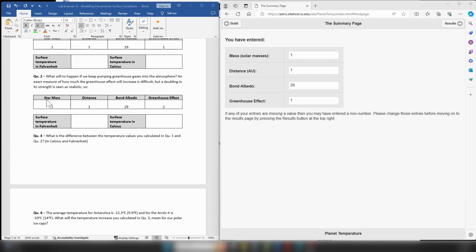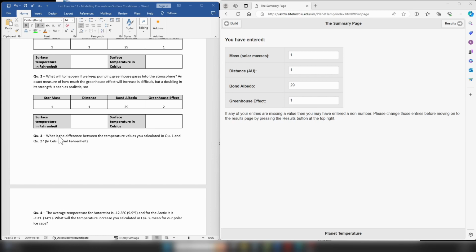So the star's mass is going to remain at 1, distance is going to remain at 1, planet's bond albedo is going to remain at 1. The only thing we're going to change is the greenhouse effect. We're going to take it to 2. So if we come over to our summary page and we set our greenhouse effect to 2, hit results, and once again, please write down the temperature given in Fahrenheit and the temperature produced in Celsius.